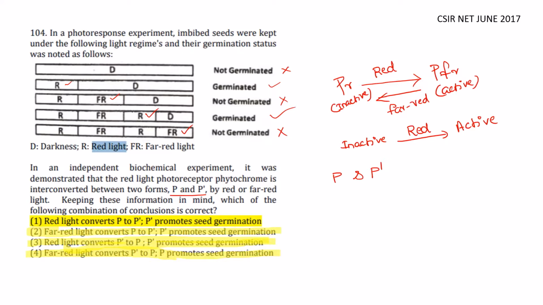Okay. We can start with option 4. Far red light converts P dash to P and P promotes seed germination. Here it is given far red light is converting P dash to P and this P is promoting seed germination. We don't know whether it is P or P dash, but we know that red light is promoting seed germination, but here it is given far red light. So this option 4 is incorrect. Okay. Next.